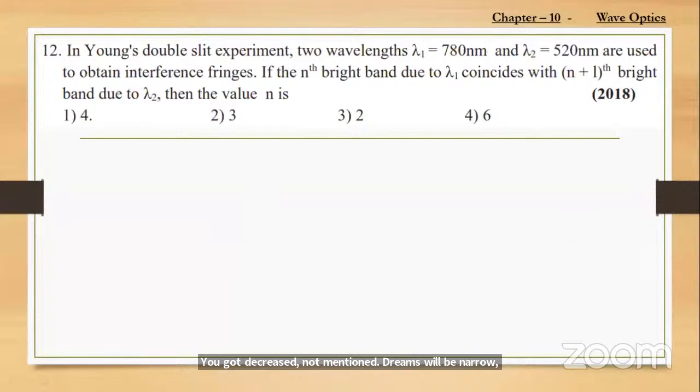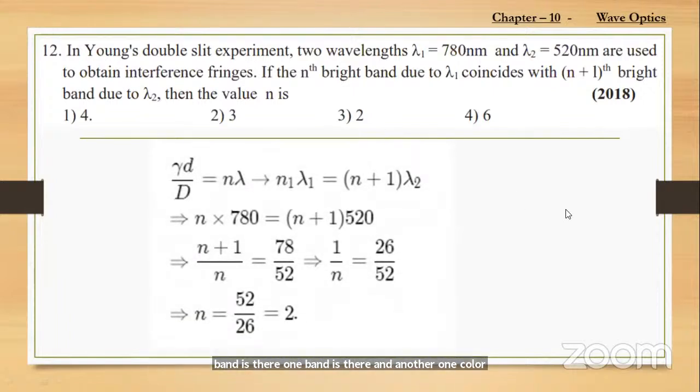Next. Last question. I am going to solve this one. In a Young's double slit experiment, wavelength lambda 1 of 780 nanometers and wavelength lambda 2 of 520 nanometers are used to obtain interference fringes. If the nth bright band due to lambda 1 coincides with the (n plus 1)th bright band of lambda 2, then... So when one color light is used, one band is there, and with another color light, another band is there. If they are going to meet each other, where will they meet? That is the number of fringes you need to find out.